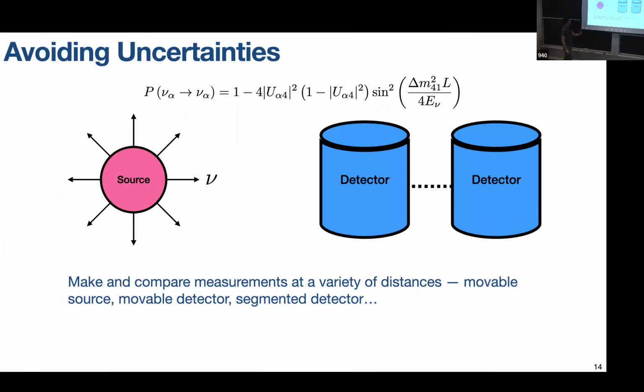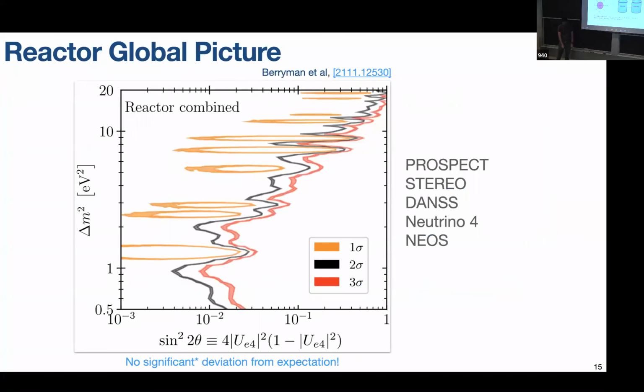You can eliminate a lot of those uncertainties in that way by performing these multi-detector or multi-distance fits and see whether the flux follows this 1 over L squared dependence you would expect from an isotropic source, or if there's wiggles on top of that corresponding to anomalous neutrino disappearance. The answer is that at least at 2 sigma confidence, there is no anomalous electron antineutrino disappearance at the same delta M squared scales that LSND and MiniBooNE are seeing appearance.